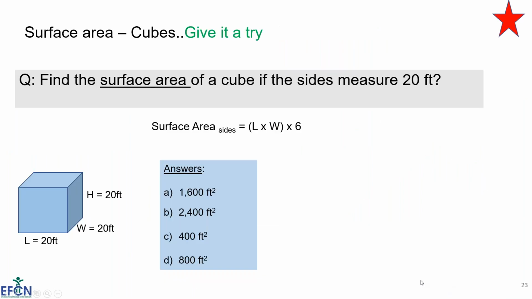So I want you guys to give it a try, and I want you to find the surface area of a cube if the sides measure 20 feet. So a cube has all the 3 sides equal to the other, and I want you guys to get for me the surface area, and the sides are measuring 20 feet.